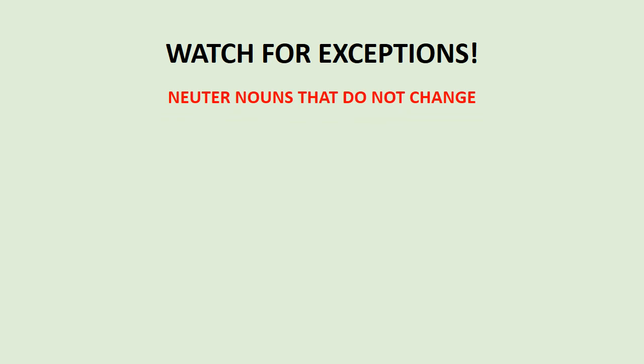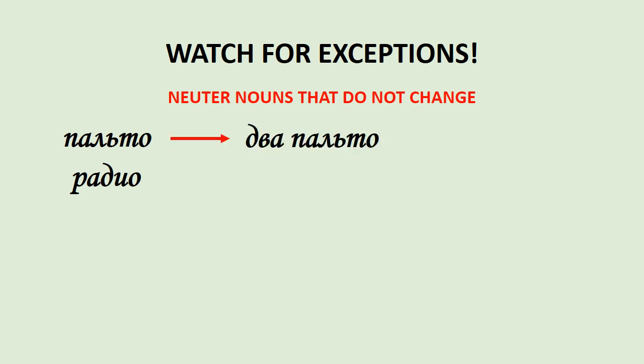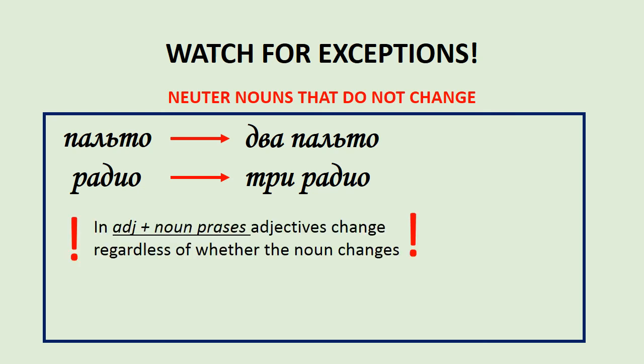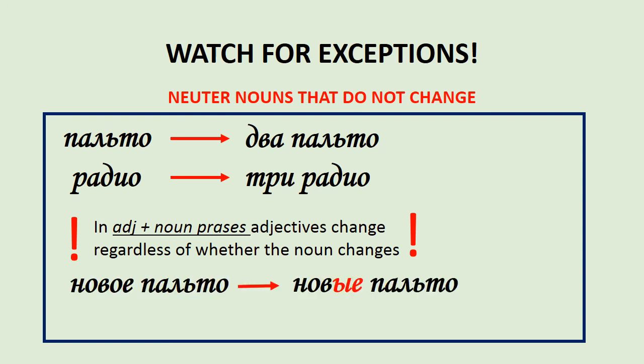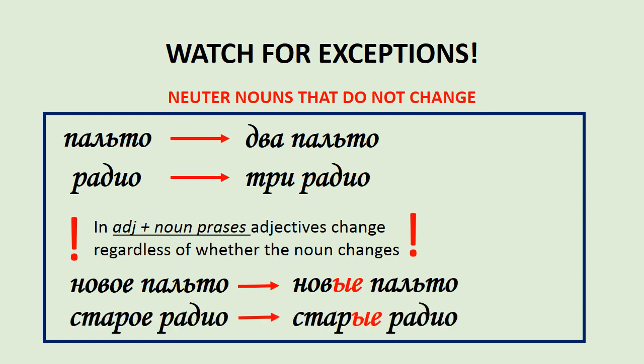We also need to remember that there are some neuter nouns that do not change at all in plural, like пальто and радио. So we say два пальто or три радио. Please remember that in adjective plus noun phrases, adjectives change irrespective of whether or not the noun changes. In новое пальто, you still change the adjective and get новые пальто. And in старое радио, you change to старые радио.